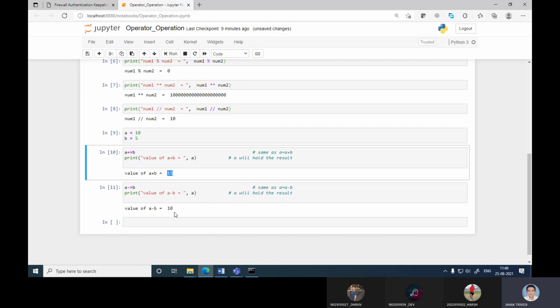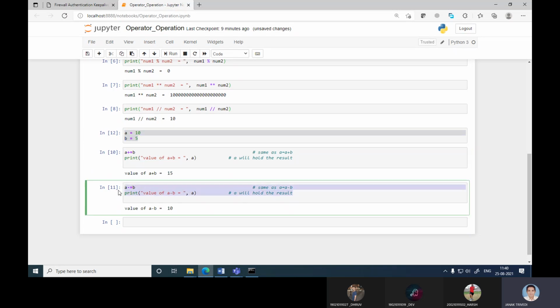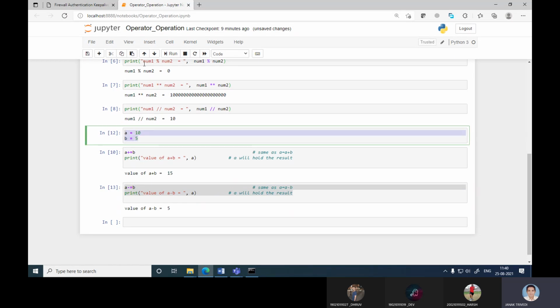If you again and again store the value a equal to 10, b equal to 5, then you have to run once again. Then you can check the result. So first it is like this, and if we run once again, the result is 5. Okay, hope you understand.